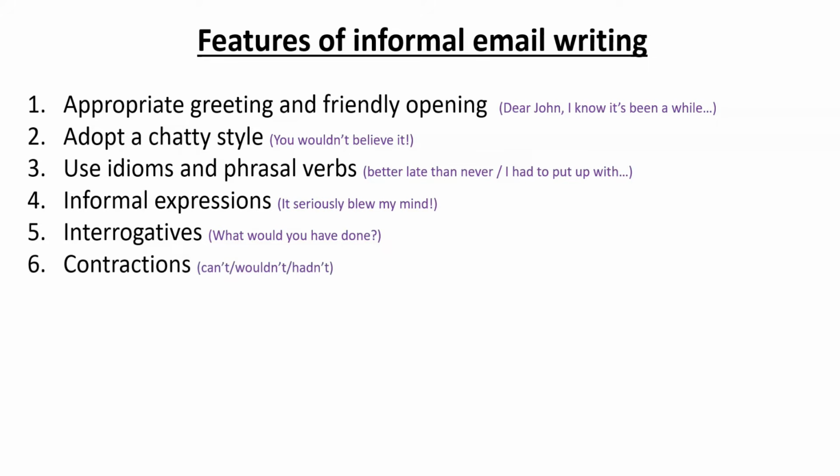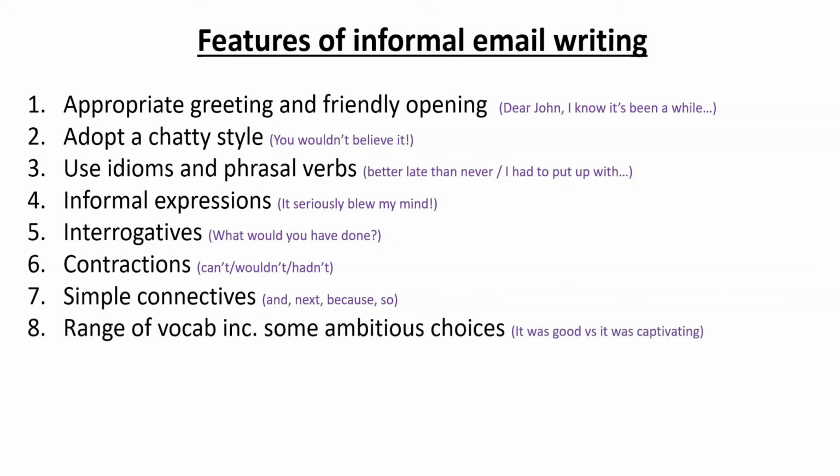Number 6, contractions. Can't, wouldn't, hadn't are certainly something I would expect and Cambridge would expect to see in an informal email. Number 7, simple connectives such as and, next, because. So remember, this is an informal email, so using connectives such as furthermore, moreover are probably not appropriate. Number 8, using a range of vocabulary, including some ambitious choices.